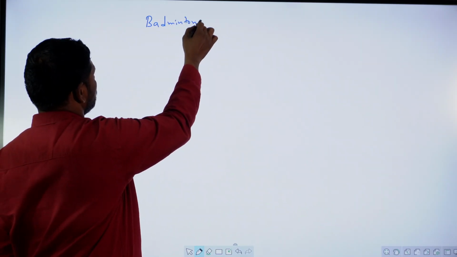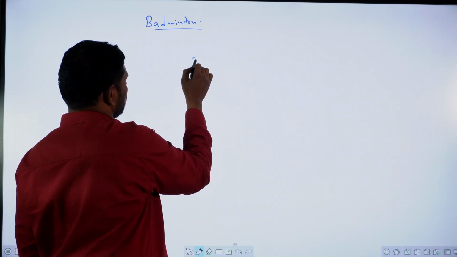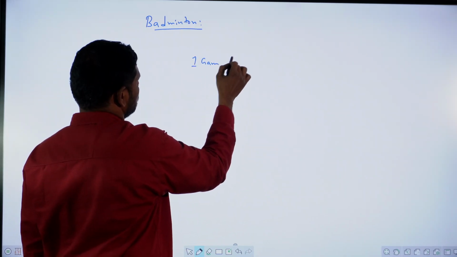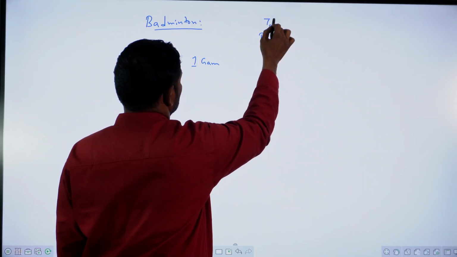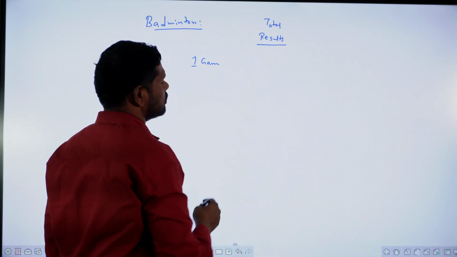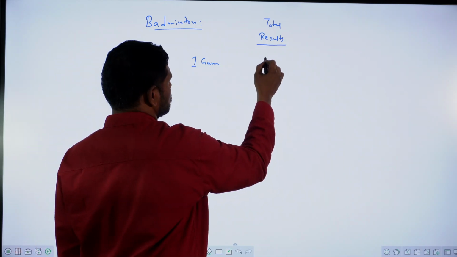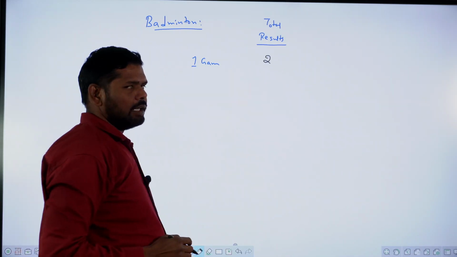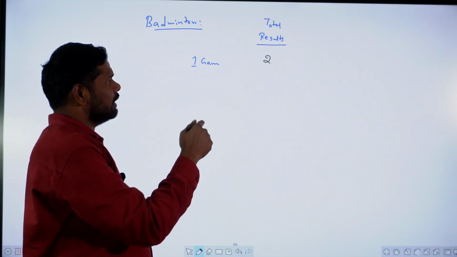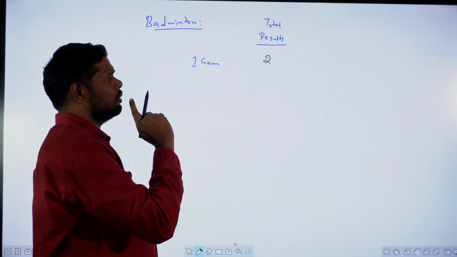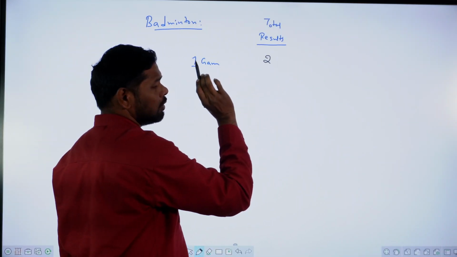In a badminton tournament, suppose only one game is played. Total results are how many ways can we announce it? Badminton means either won or lose, only two ways. If time permits, we extend one more set and definitely we give either win or lose. Only two results are possible in badminton. Now total results are two ways.